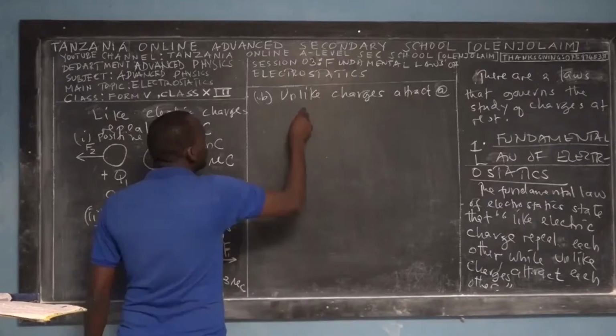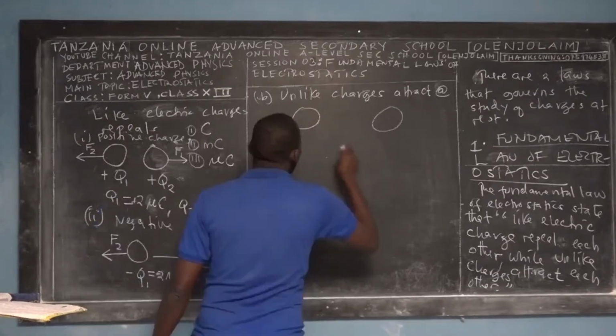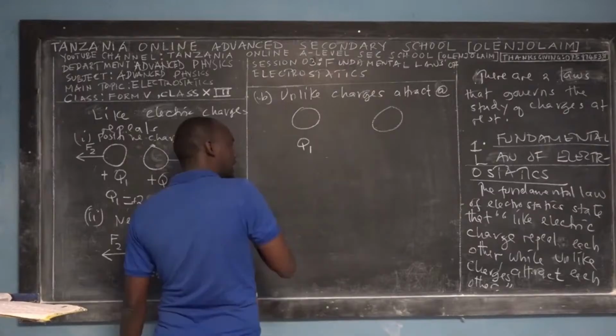So here we have Q, and here also we have Q. This is Q1, an unlike charge, supposed to be positive, and its magnitude is 2 microcoulomb. And this one is negative, Q2, and its charge is negative 3 microcoulomb. These are unlike charges, so they might even have the same magnitude, 2 microcoulombs and negative 2 microcoulombs.